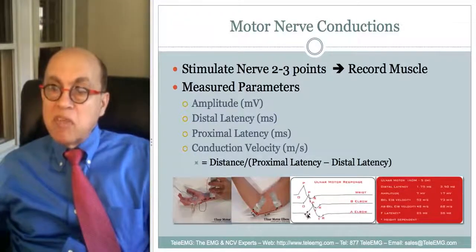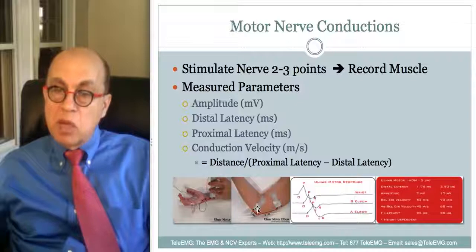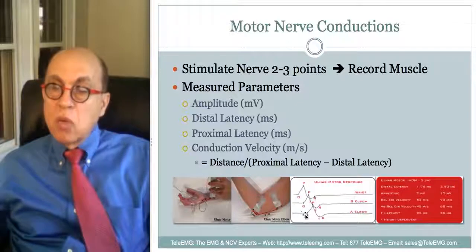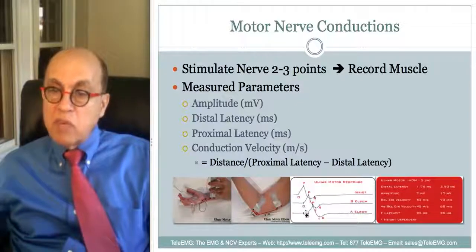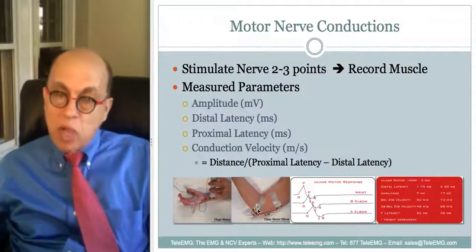So now when we divide the difference between this O and this O by that distance, we get the conduction velocity from below the elbow to the wrist. When we calculate the difference between this O and this O, we get the latency from below to above elbow, and when we divide it by this distance, we get the conduction velocity from above to below elbow.